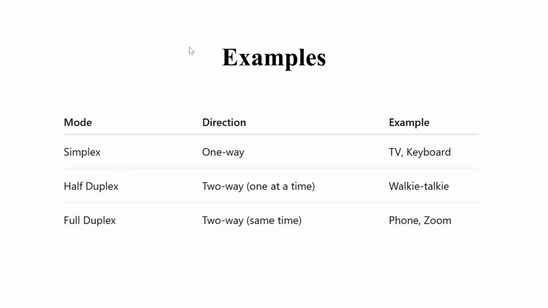First example here you can see is for the simplex mode of communication. In the simplex mode of communication, the flow of data is always one way. So it means there is one device, there is another device. Either device can send the data from sender to receiver. The other type of communication is not possible. The best example for that is your TV set.